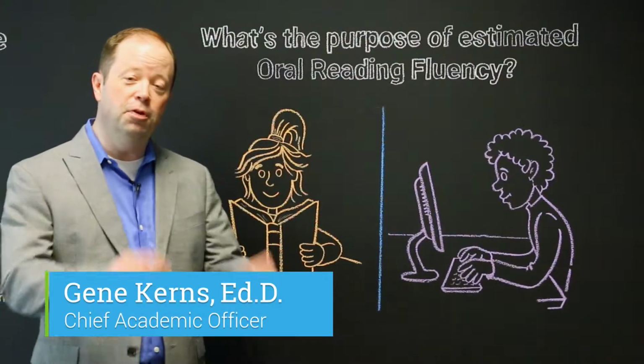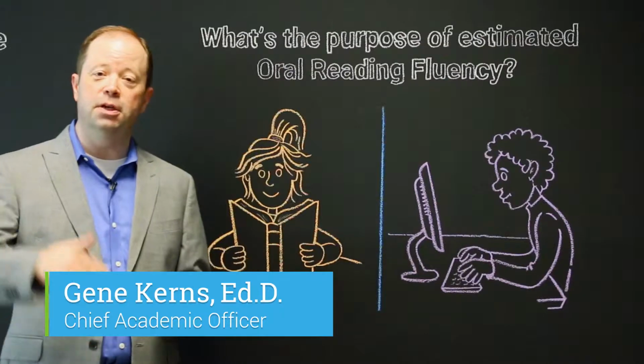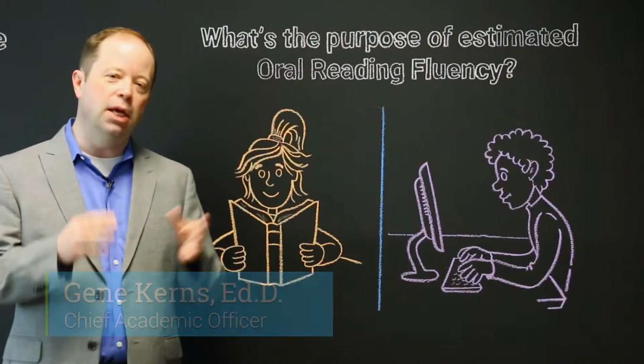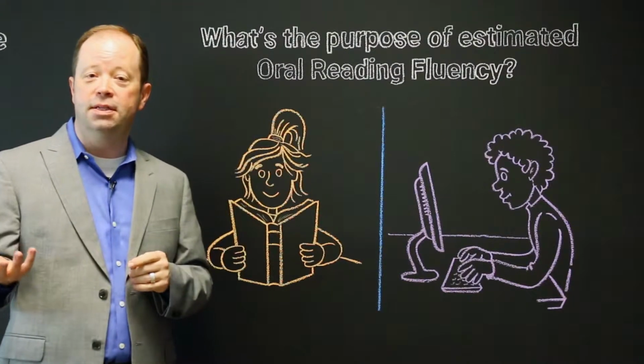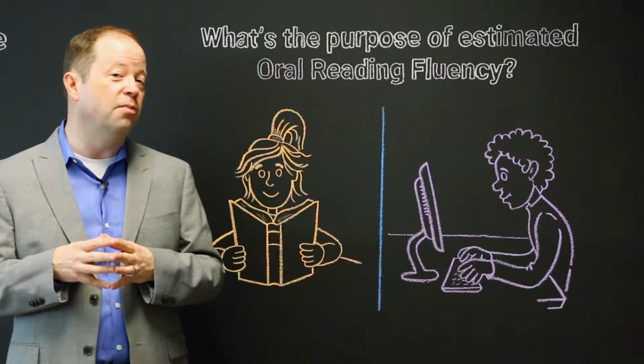Often, as teachers are reviewing reports from STAR Reading and STAR Early Literacy for students up to the 4th grade level, they will come across and call in about the estimated oral reading fluency score and ask, what is this and what am I supposed to do with it? To help you understand that, let me give you a little bit of background.